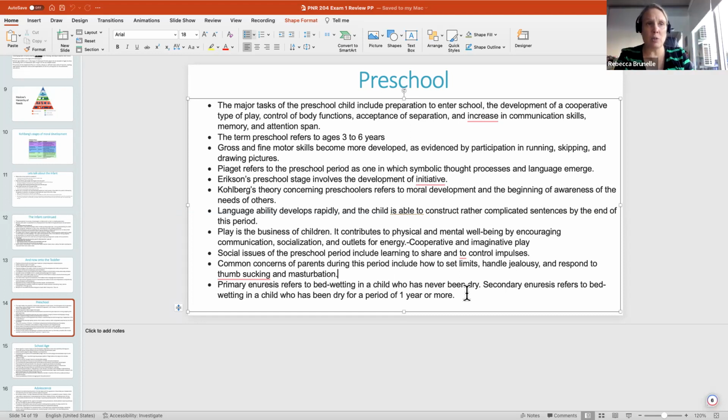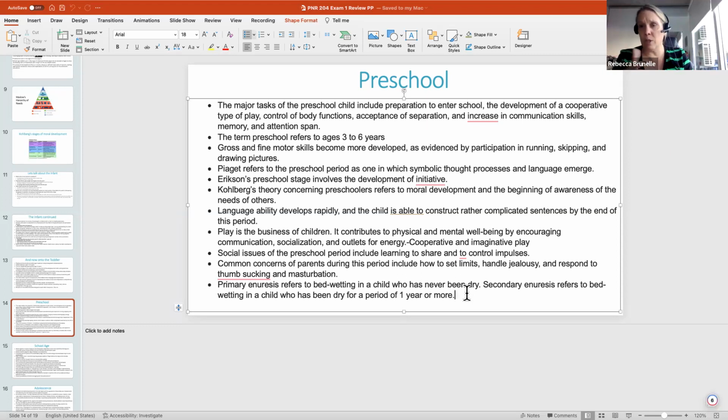And then do you guys remember the difference between primary enuresis and secondary enuresis? Isn't secondary where they've been dry, but now they're starting it all over again? Whereas primary is normal, it's going to happen and they grow out of it. Yeah. So secondary enuresis is bedwetting for a child that has been dry for a year.